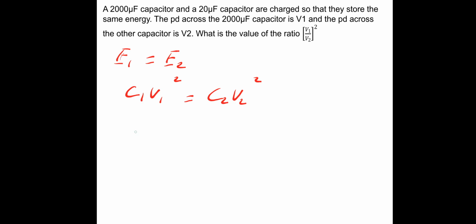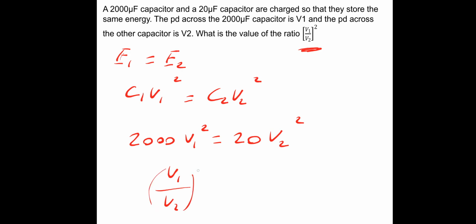So capacitor 1 is 2000 microfarads times V1 squared equals capacitance 2, which is 20, times V2 squared. And the question is asking for V1 over V2, so we just need to do some rearranging. So V1 over V2 squared is equal to 20 over 2000. And 20 over 2000 is 0.01. Well done if you got that one. Let's do the next one.